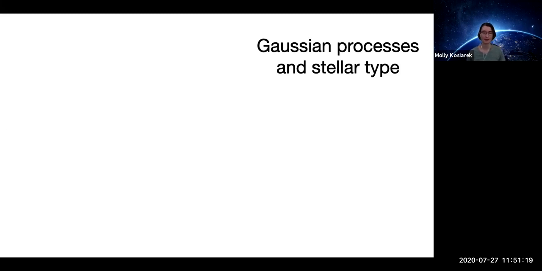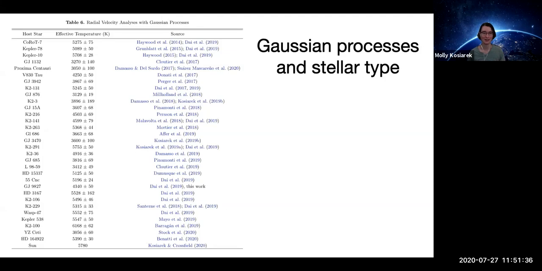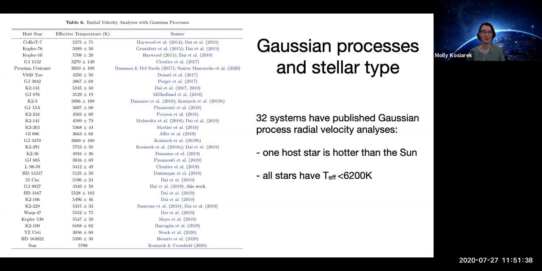To investigate this hypothesis, I performed an extensive literature search on the use of Gaussian processes in radial velocity analyses to look at what stellar types have been used for this method so far. So 36 systems have used Gaussian processes so far. This is a full list of systems and the stellar temperatures. The main thing I found here is that all of the stars are cooler than the Kraft break at 6,200 Kelvin. There's only one star hotter than the sun, K2100, which is a G0 star. So all of these systems so far have been M, K, and G dwarf stars.